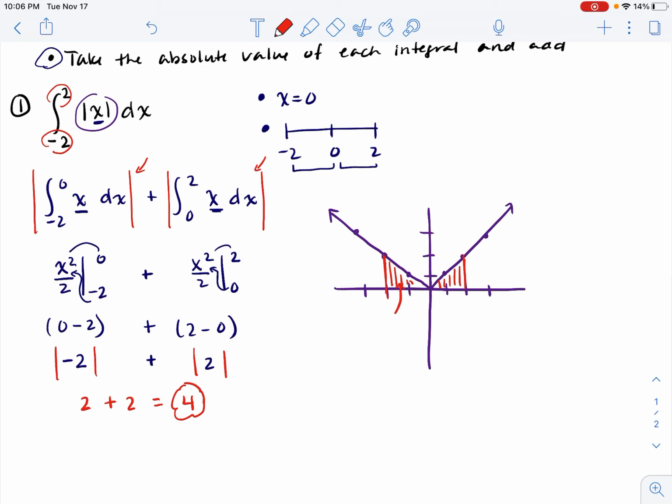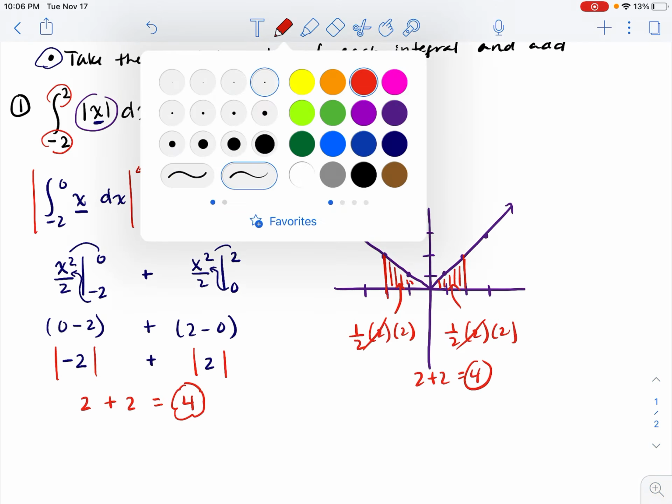Now if you look at it, these are just two triangles. This is 1/2 the base times the height, and this guy is also 1/2 the base times the height. Now these guys cancel, leaving me with just 2 plus 2, which again is 4. So it does work, right? I'm not lying to you, which is a good thing.